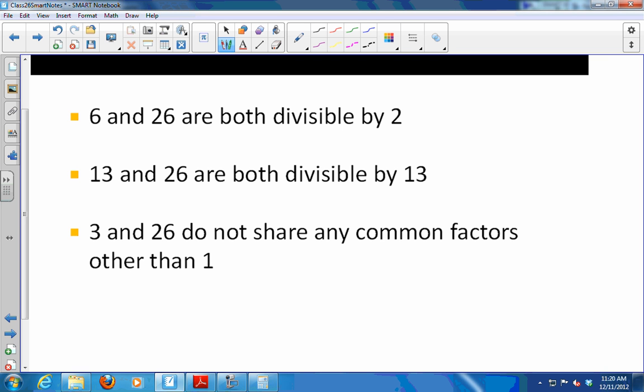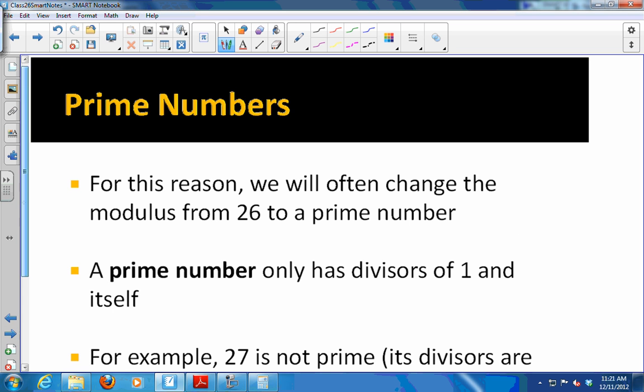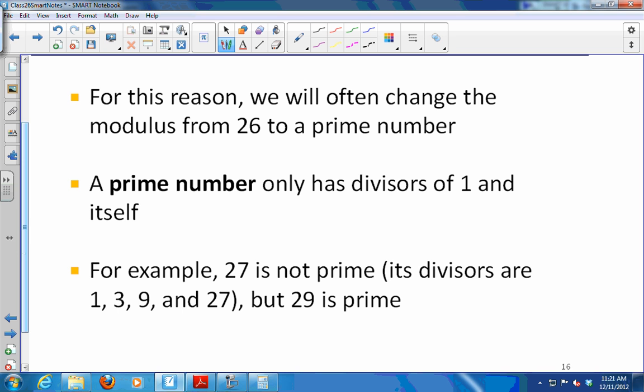Fantastic observation. So people were calling out numbers that would work. They were saying 5 and 7 would work. Those would work because they're, well, not necessarily because they're primes. They're primes that don't go into the modulus. You just said if the modulus was prime, you could use any number because there's no way they'd share factors. So for this reason, we often change the modulus from 26 to a prime number.